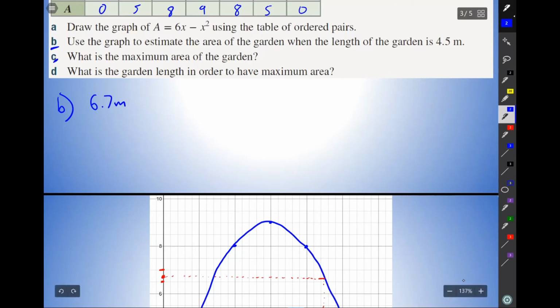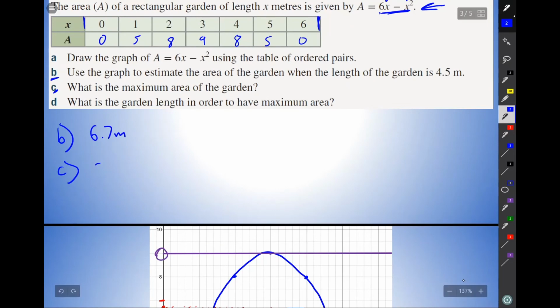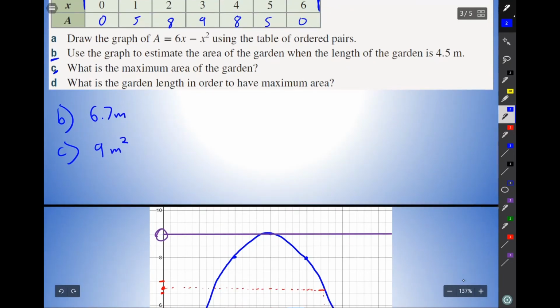Now, the next one, part C. What is the maximum area of the garden? That is the point that's at the top of the curve. I didn't draw my line in a very good spot, but you can see here that it's when the area is 9 meters squared. We're never going to have any area that is bigger than this.